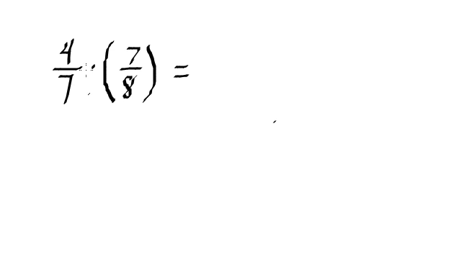Now before we multiply these two together, we need to try to simplify this down as much as we can. And as we can see here, there's a 7 in the numerator and a 7 in the denominator. So we can cancel these 7's out and just rewrite this as 4 over 8. And then of course we would simply simplify this down. 4 goes into 4 one time, and 4 goes into 8 two times.